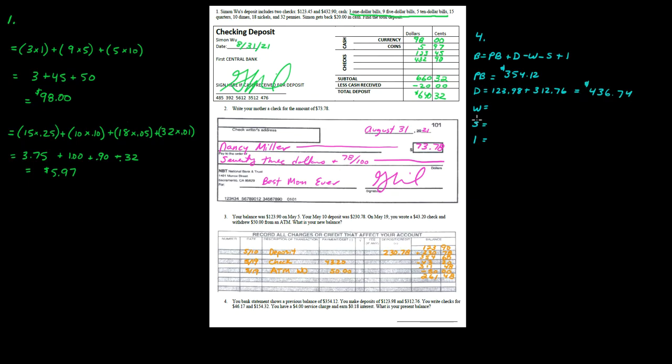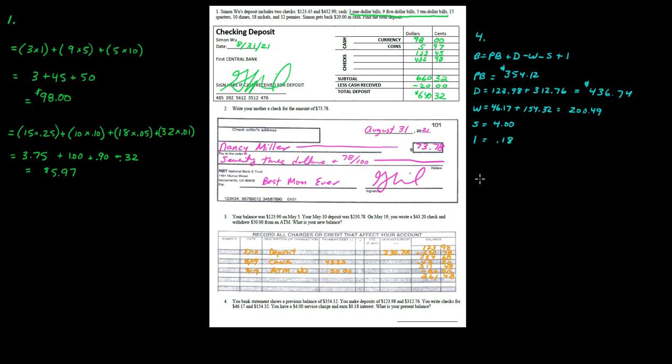And then my withdrawals were 46.17 and 154.32 for a total of 200.49. My service charges were $4, and the interest that I earned was 18 cents.